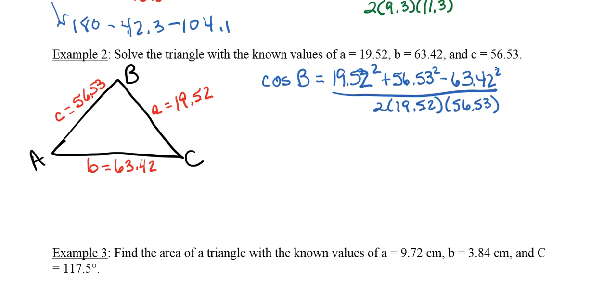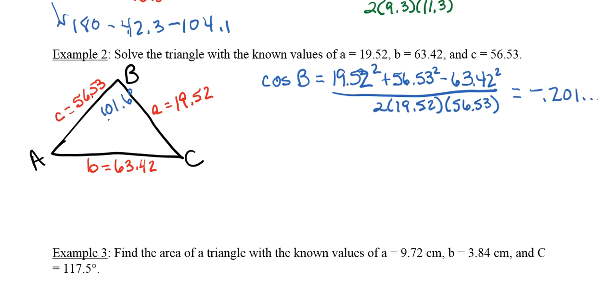19.52 squared plus 56.53 squared minus 63.42 squared. Divide that by 2 times 19.52 times 56.53. I got negative 0.201, several other numbers. I'm going to inverse cosine that so I can find its angle. And this one is 101.6 degrees.